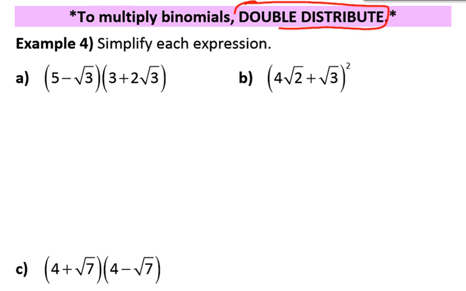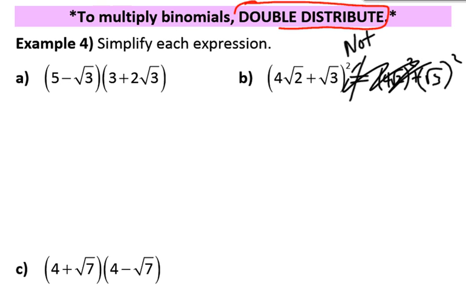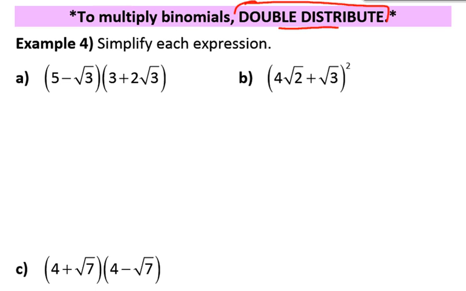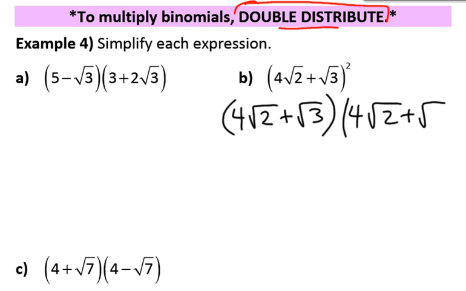All right, now notice B is squared. Now make sure you understand that this is not equal to both of those things squared. So you can't just take 4 root 2 and square it plus the square root of 3 and square it. Absolutely not. When you have a binomial that's squared, what you have to do is multiply it out. You're going to have to double distribute. So I would rewrite this as 4 root 2 plus root 3 times 4 root 2 plus root 3, and double distribute just like we did in part A.